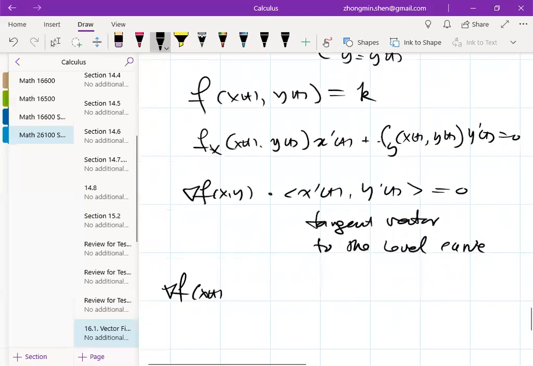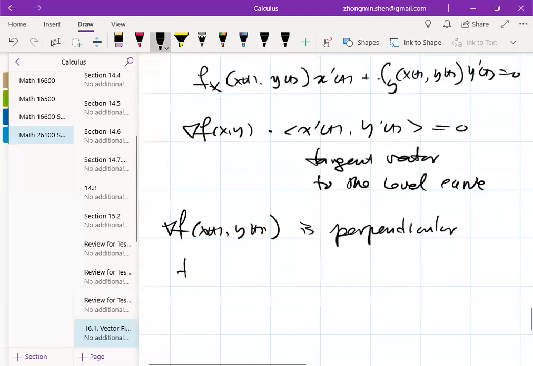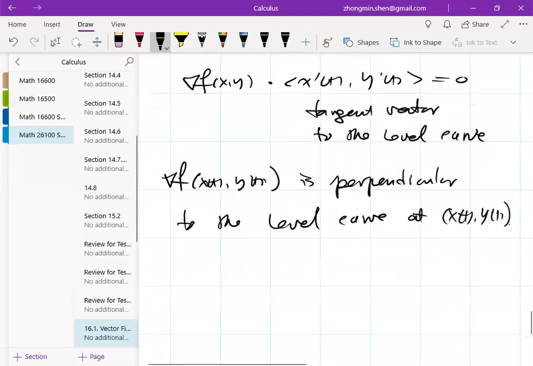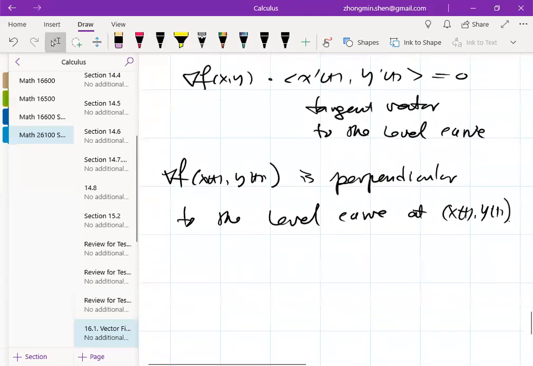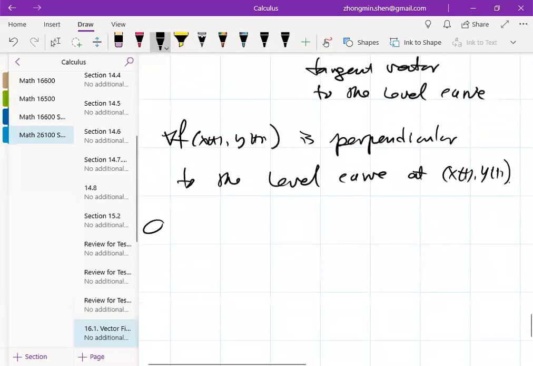Okay, so this is the reason it is perpendicular to the level curve at that particular point. Right, so that's the geometric meaning of the gradient. Okay, so let's take a look at some questions.